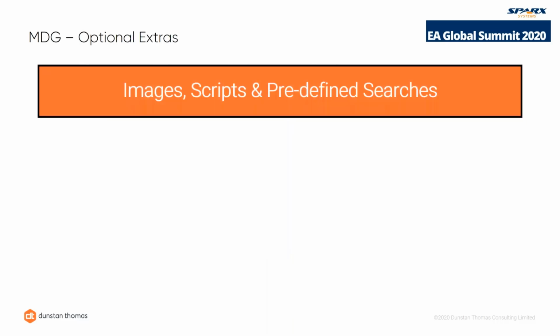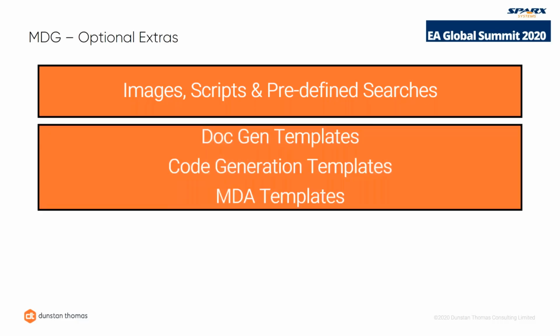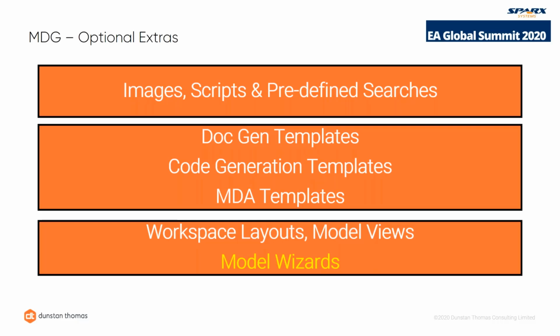The optional extras, which I will not go through in this presentation, are you can have resources encapsulated into an MDG. Images, automation scripts, predefined searches, all your templates for docgen, code generation, and model-driven architecture transformation, workspace layouts, and model views. I think model views are tending to be deprecated now by some of the more advanced features in the browser in EA 15 and 15.2.